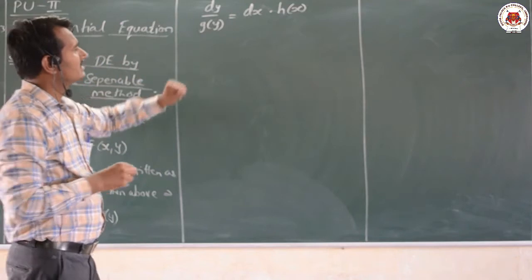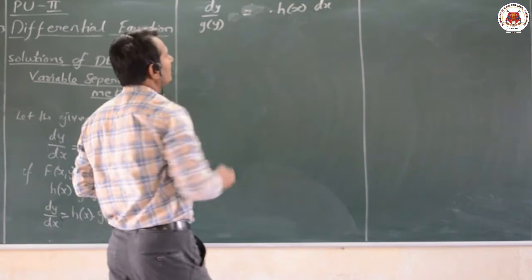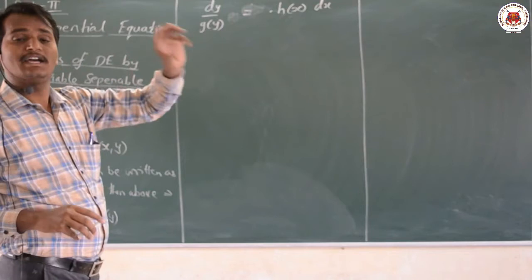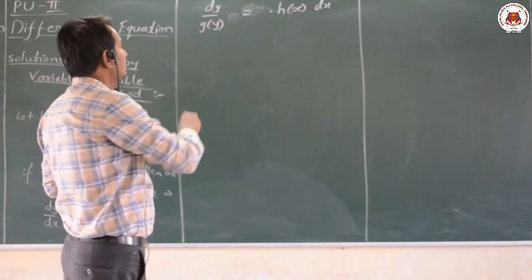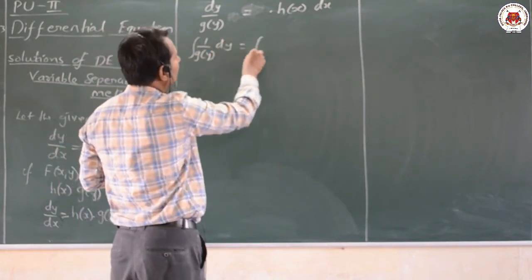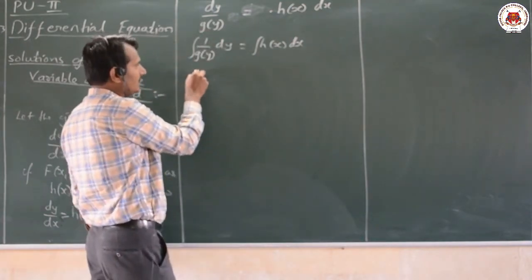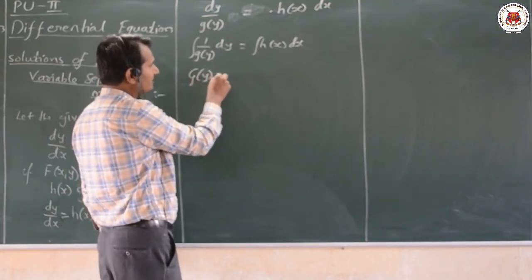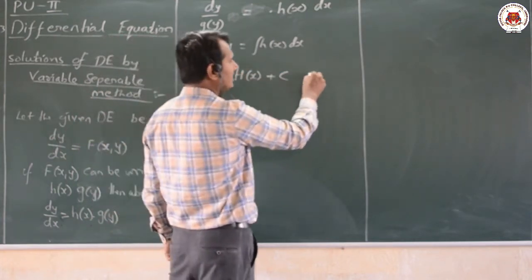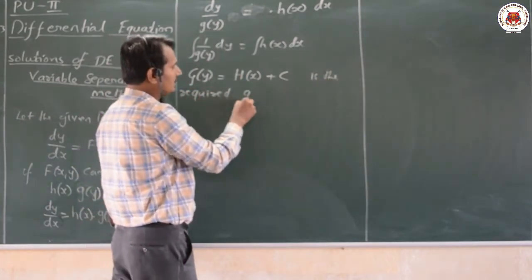Now this is nothing but our variable separable form. What we have to do is directly integrate it and find the general solution first, that is integration of 1 divided by g of y dy equal to integration of h of x dx. Now, taking the integration of 1 by g of y as capital G of y, equal to capital H of x plus an integral constant c, is the required general solution.